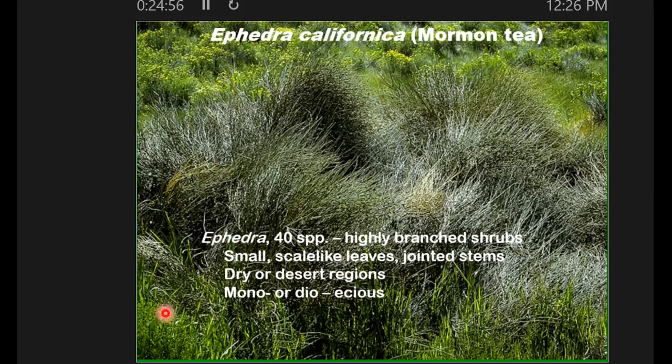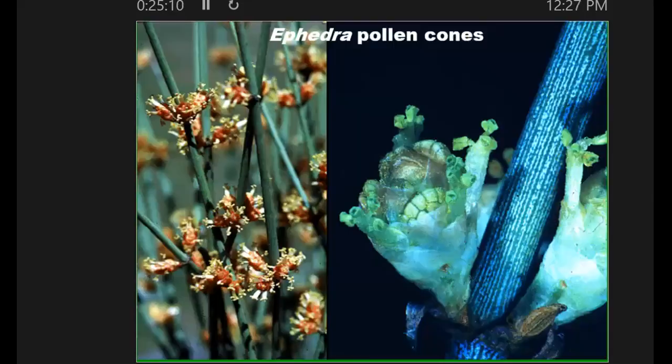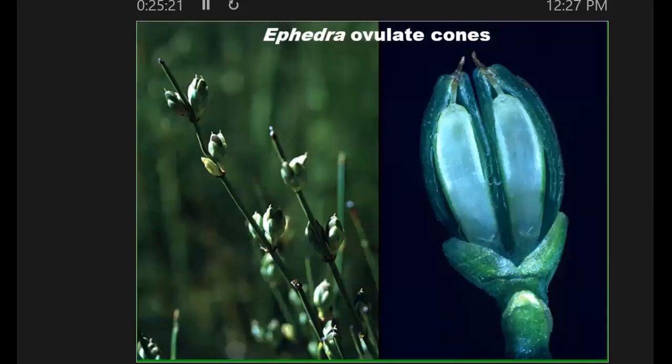And they can either be one house, monoecious, where the male and female parts are on one plant, one shrub, or, depending on the species, they might split it and have separate male and female shrubs. But they're all pretty much shrub-like like this. Stems are what are doing the photosynthesis. Here you're looking at pollen cones, and again, you just see green stems. There's not much to the leaves. The leaves are very thin and dry and scale-like.